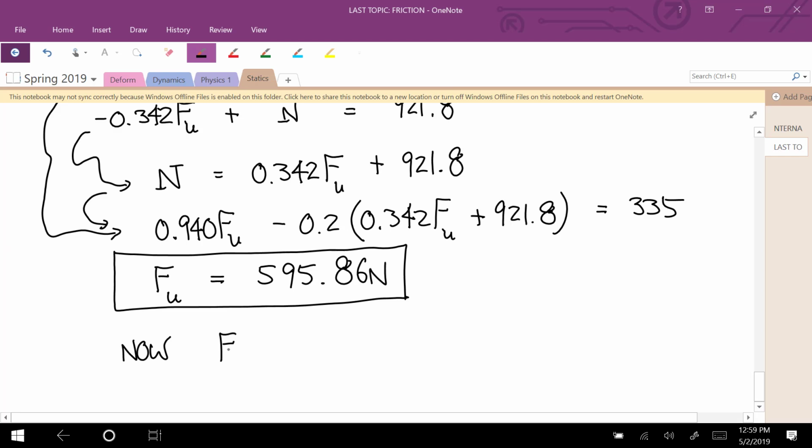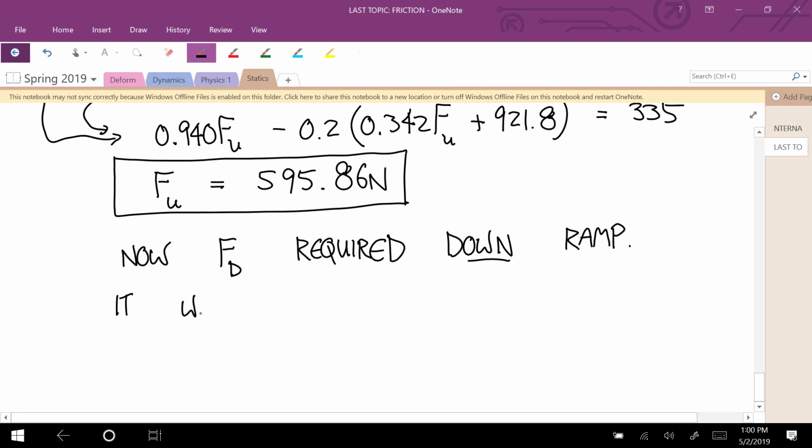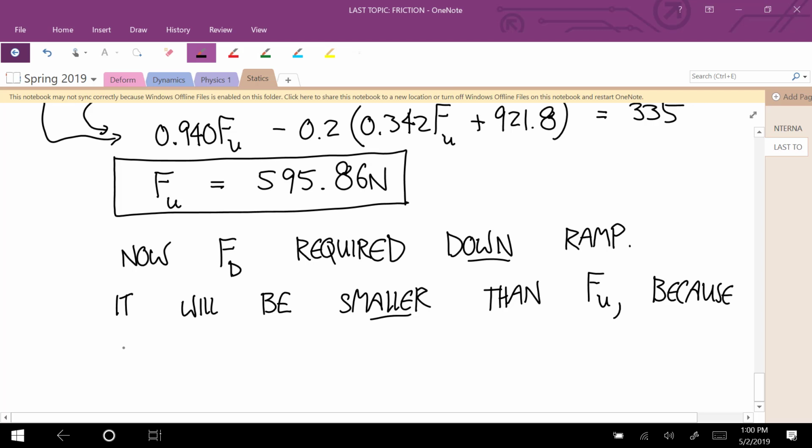So now we're going to calculate FD required to get it moving down the ramp. It will be smaller than FU, because gravity fights motion up, and helps motion down.